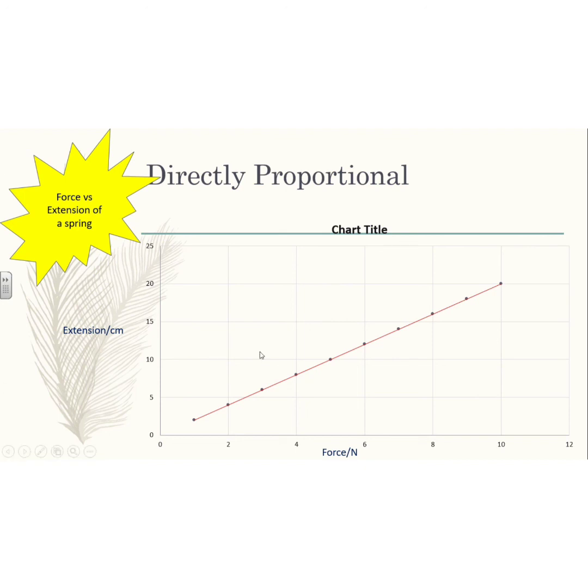And it's the same thing for the extension. They may ask you, what would you expect the force to be that would cause an extension of 25 centimeters? Same thing again. You find 25, you draw your line across with your ruler, and then you go down to the x-axis, and wherever it meets the x-axis, that would be the force that is predicted to cause such an extension of the spring. All right, so that is it pretty much. That is how you interpret your graphs, how you interpolate, how you extrapolate information from your graph.